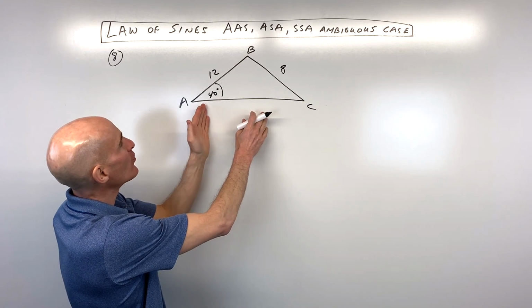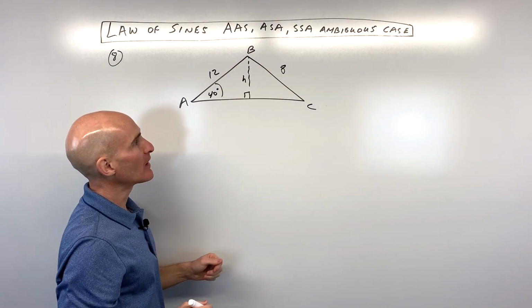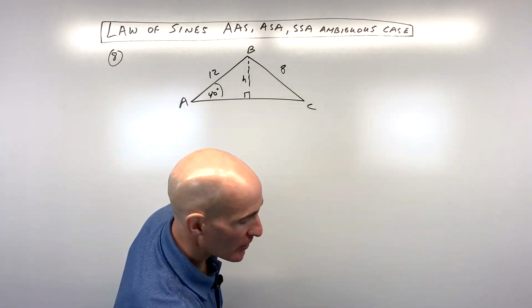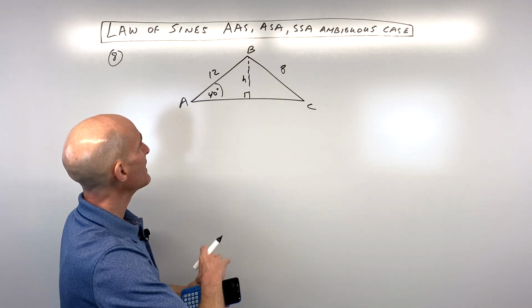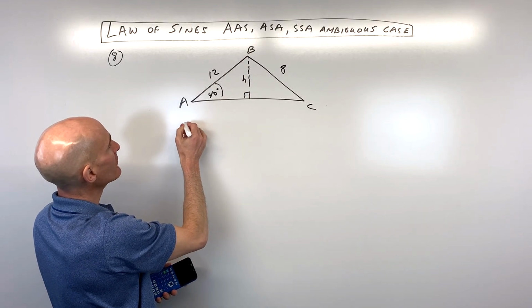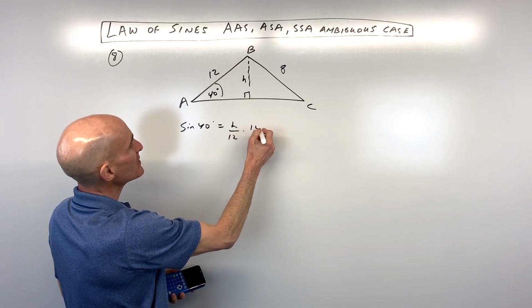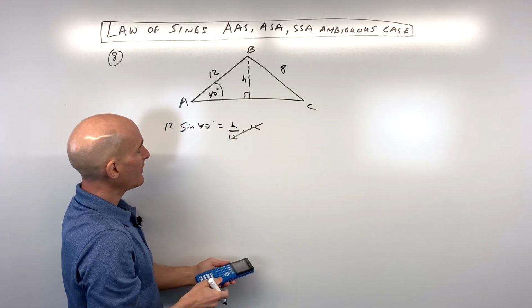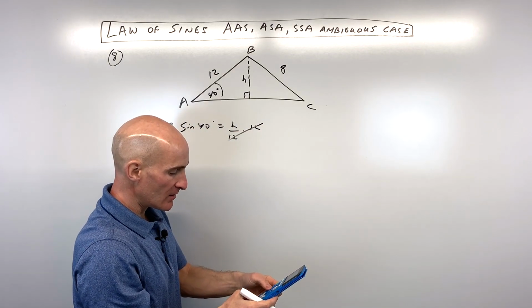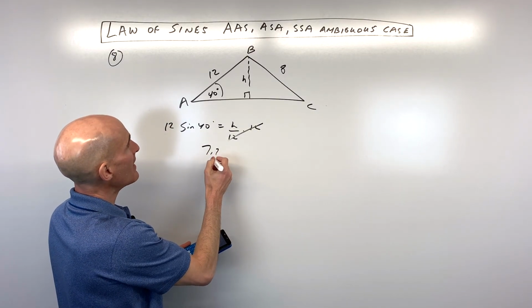But for this one, what do you think? The first thing we have to do is drop an altitude to figure out if there's one triangle, two triangles, or no triangle possible. Now, again, you can see we've got a right triangle. Sine of 40 equals h over 12. So let's go ahead and figure out what that is. Multiply both sides by 12, and that's 12 times the sine of 40. Okay, so that comes out to 7.7.